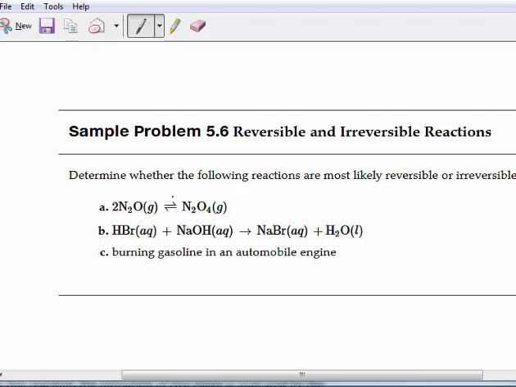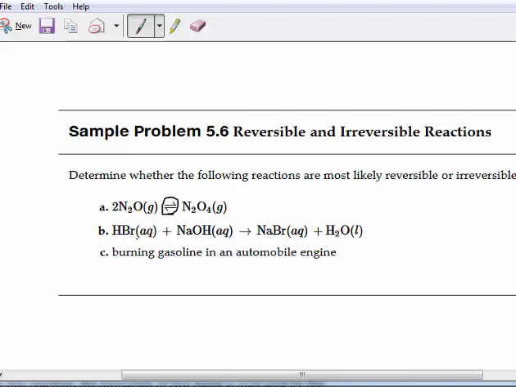Well, the key to answering this question is looking at the arrows. If we look at A, 2NO2, double arrow, N2O4, because of this arrow here going back and forth, this is a reversible reaction. The product can form reactant, and reactant will form product. So this is reversible, and this can engage in chemical equilibrium.